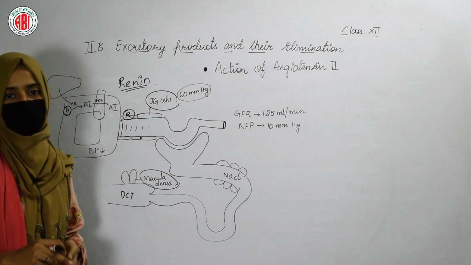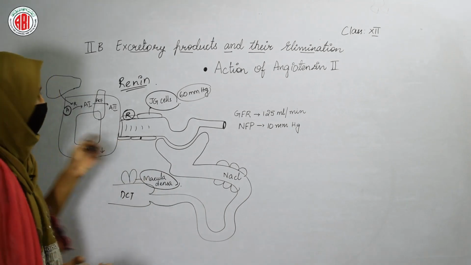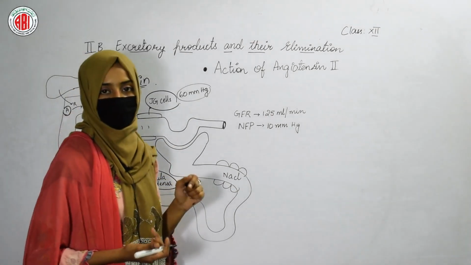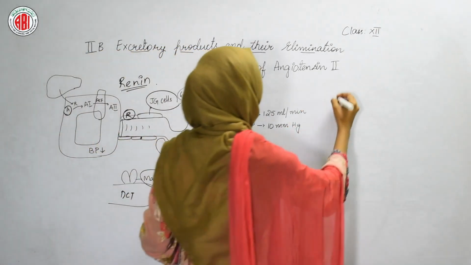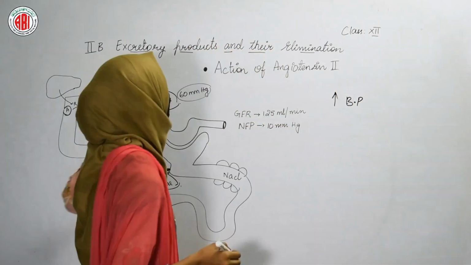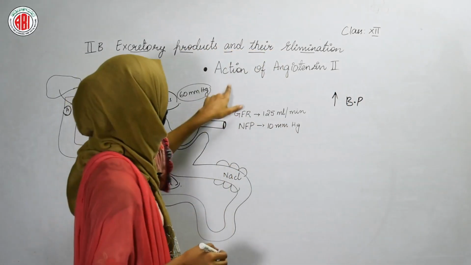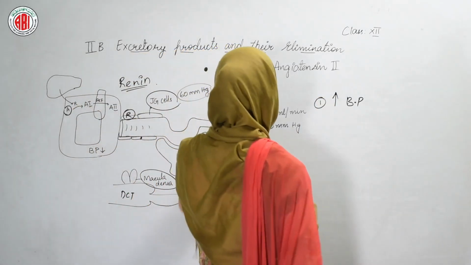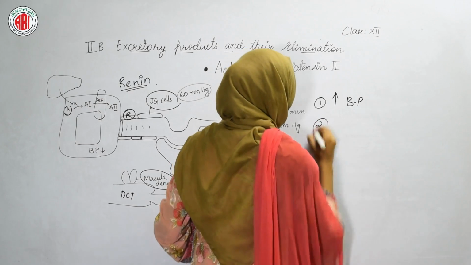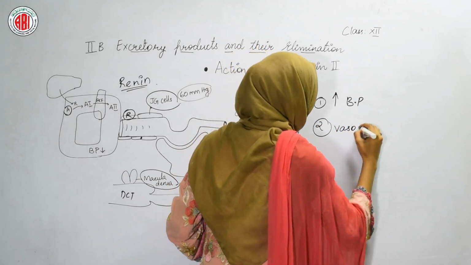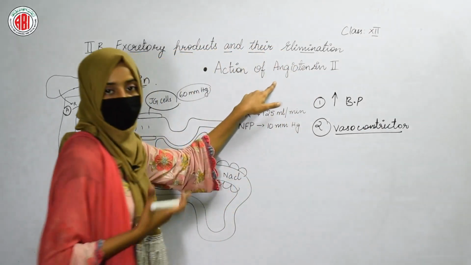So what is the main function of angiotensin II? The main purpose of angiotensin II is to increase the blood pressure. The blood pressure increases by the action of angiotensin II. This is the first function of angiotensin II. The next function is that it acts as a vasoconstrictor.